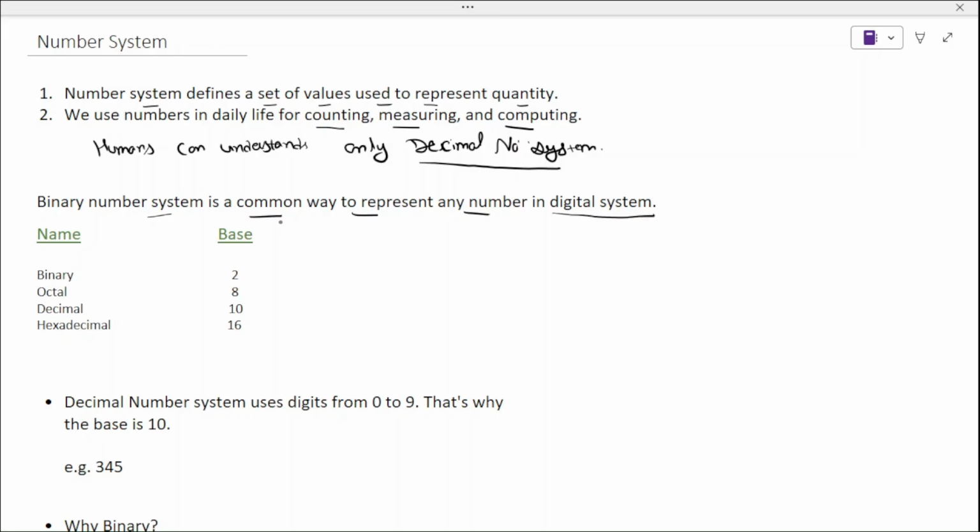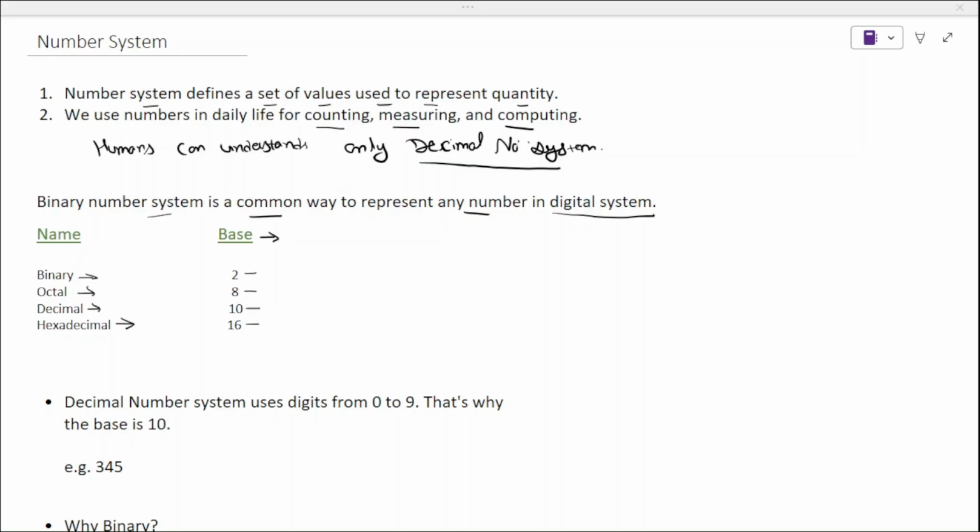Okay, there are four important number systems used in digital electronics. So first one is binary, second one is octal, third one is decimal, and fourth one is hexadecimal. Okay, so binary number system has base 2, octal number system has base 8, decimal number system has base 10, and hexadecimal number system has base 16.